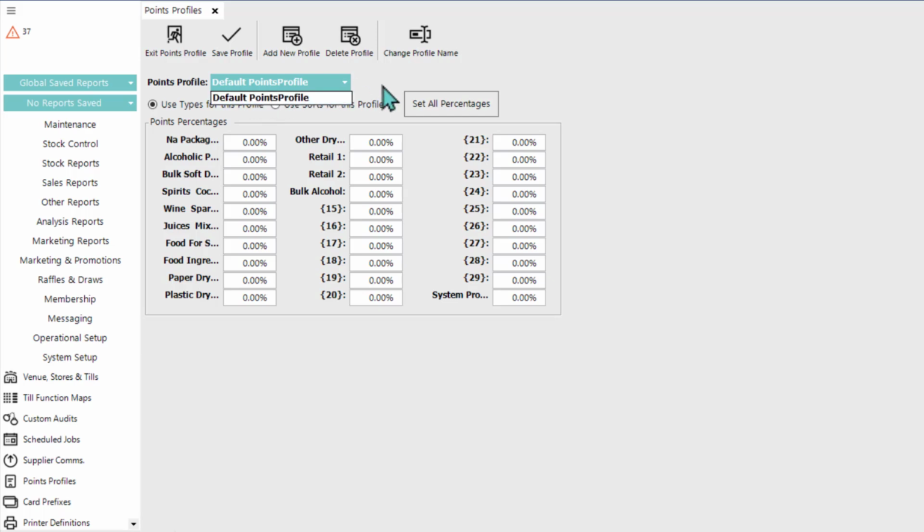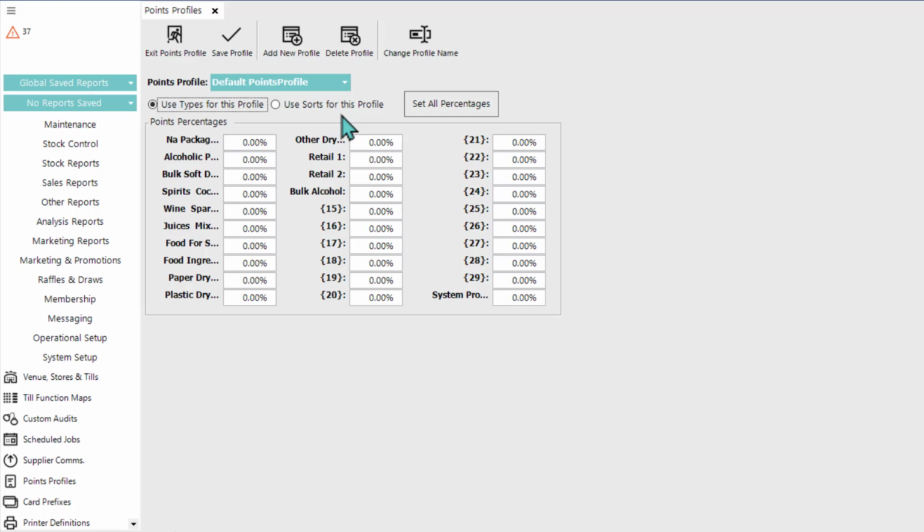So the first thing to note is that we can choose to set up a points profile using either the system's product types or the product sorts. Changing that is as simple as selecting the other radio button, and we can see that those have changed dynamically down here. I'll just change that back. It just depends on how we'd like to configure the profile, and obviously we can create multiple points profiles per database, so we could have some that use types and some that use sorts if we would like to do that.